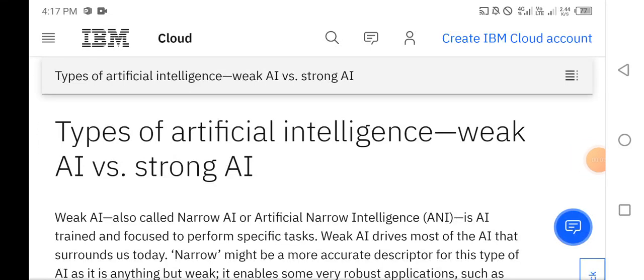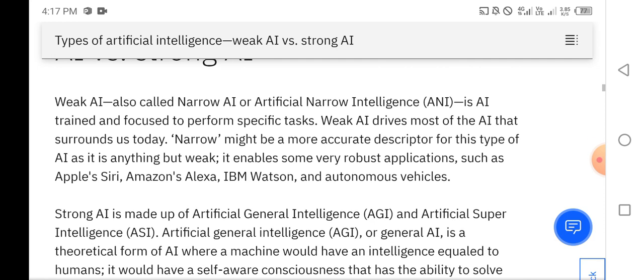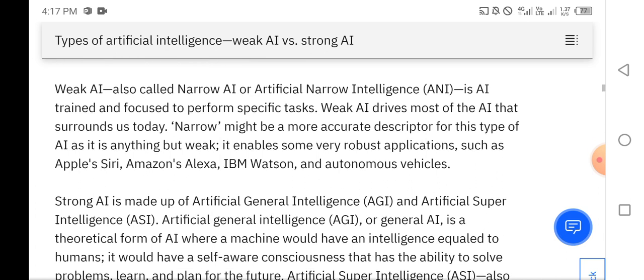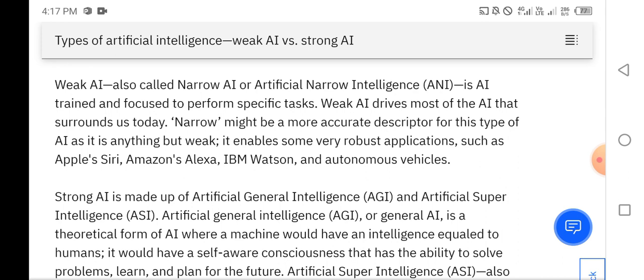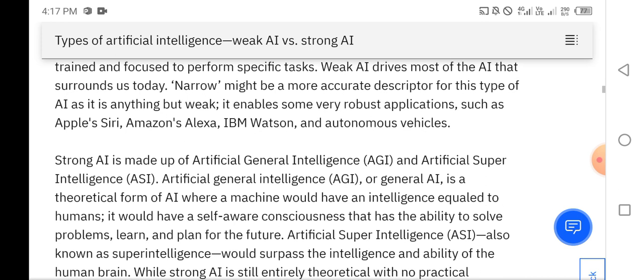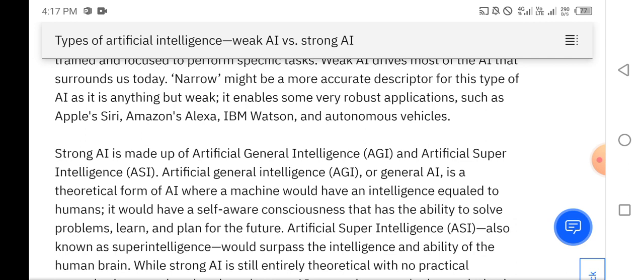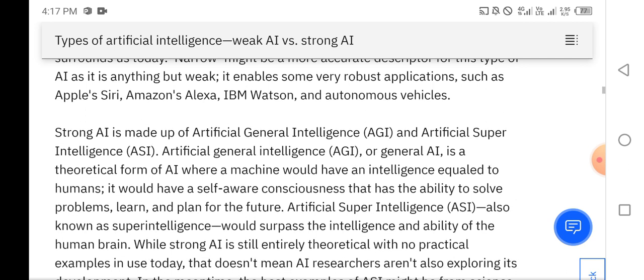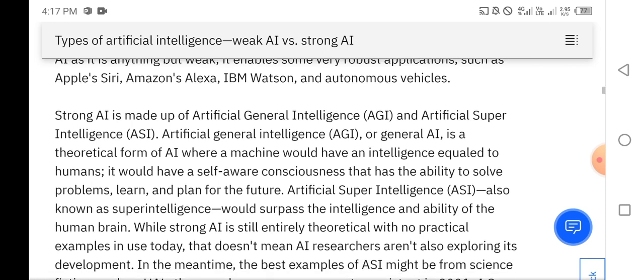Today we are talking about the types of artificial intelligence: weak artificial intelligence versus strong artificial intelligence. Weak AI, also called narrow AI or artificial narrow intelligence, is AI trained and focused to perform a specific task. Weak AI drives most of the AI that surrounds us today. Narrow might be a more accurate descriptor for this type of AI, as it is anything but weak. It enables some very robust applications such as Apple's Siri, Amazon Alexa, IBM Watson and autonomous vehicles.